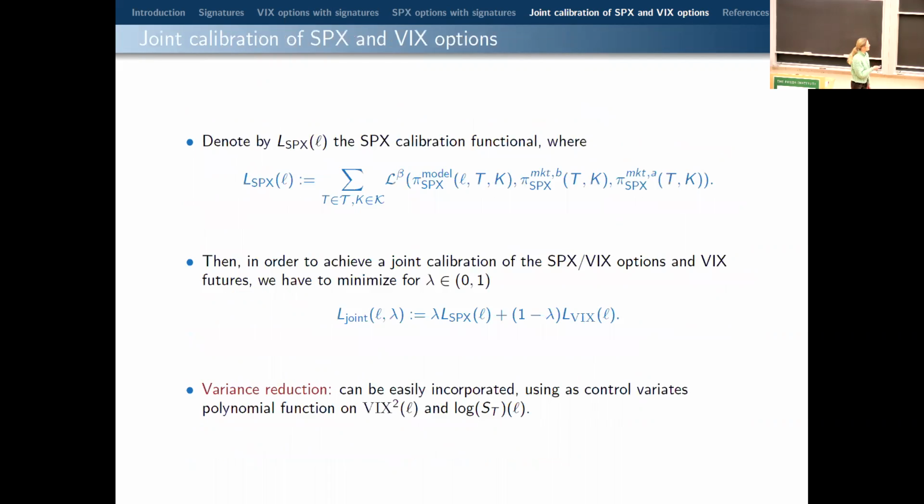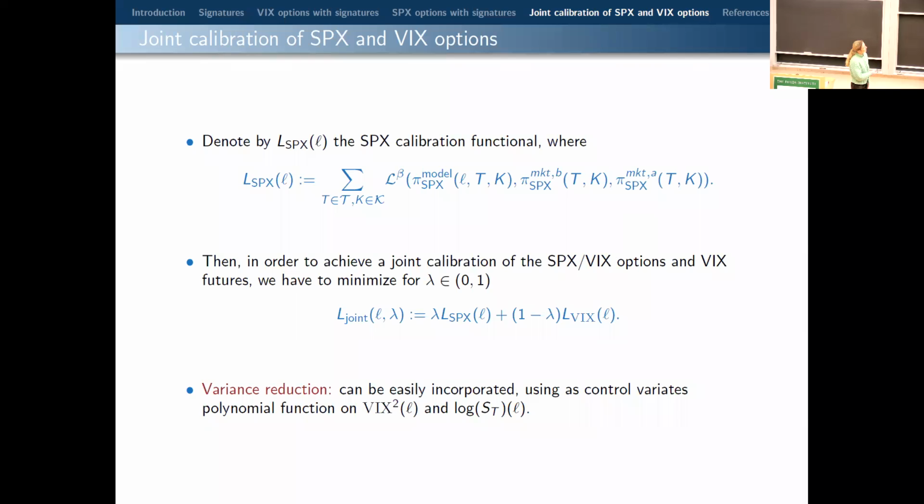And if somebody in the room has contributed, I'm even more sorry. So now we calibrate to both. This means we again have some calibration functional, and now we have to make a convex combination of calibrating to SPX and calibrating to VIX.